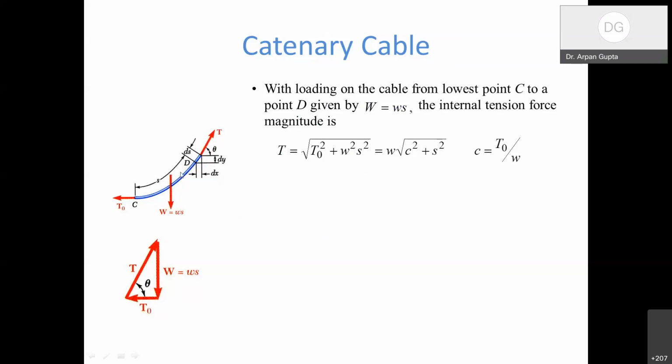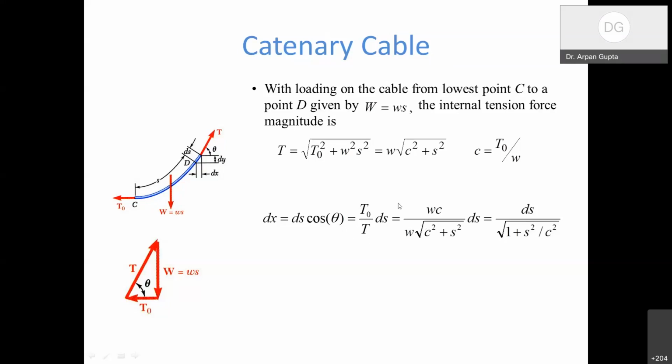And again, if we consider the force triangle, we have the same force triangle. So many things are the same. But now I consider a differential element, because I want things in terms of x and y. If I write dx, from this figure you can see it is ds cos theta. And cos theta is T naught by T. We know that, right? Because T cos theta is equal to T naught. So this is what we have substituted here.